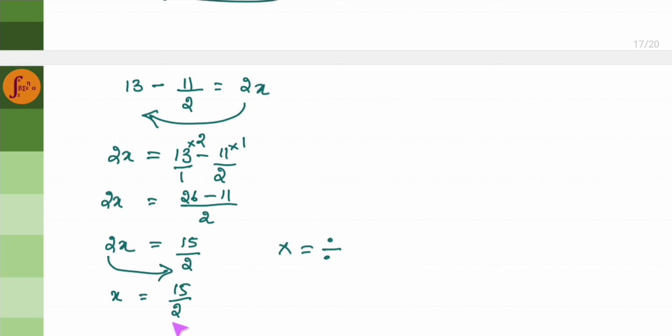So you already have 2 in the denominator here. So we'll multiply here because another 2 is going to come here. So it's going to be 2 here. 2 is the numerator. You're getting 2 in the denominator, but since there is already a 2 there, you can multiply both these numbers. So it's going to be x is equal to 15 by 4.